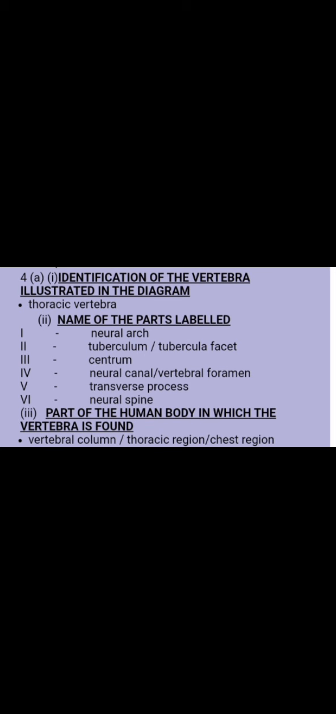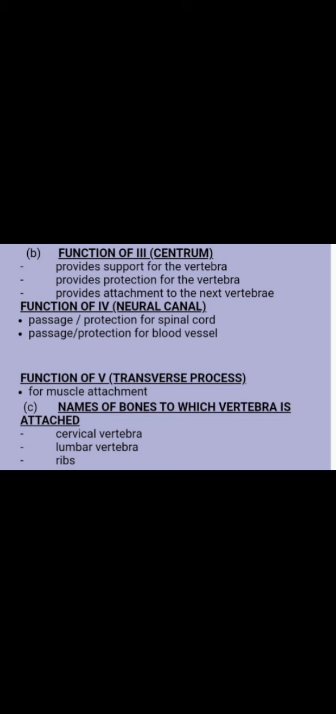Now, in what part of the body can this vertebra be found? It's a thoracic vertebra, so it can be found in the thoracic region, or the chest region of the vertebral column. Now, what's the function of this centrum, the part labeled III? Number one, it provides support for the vertebra. Number two, it provides protection for the vertebra. Number three, it provides attachment to the next vertebra.